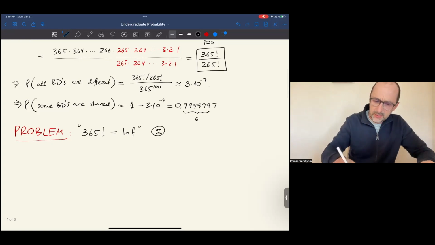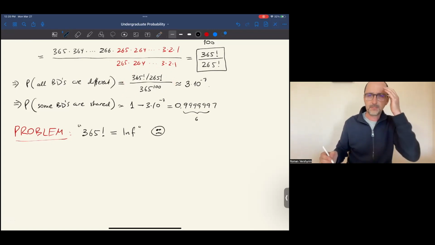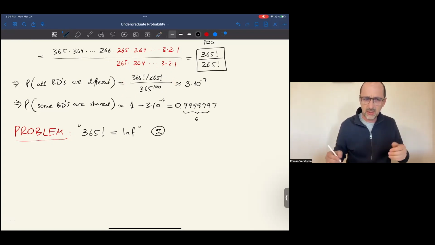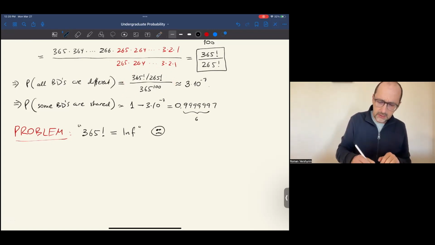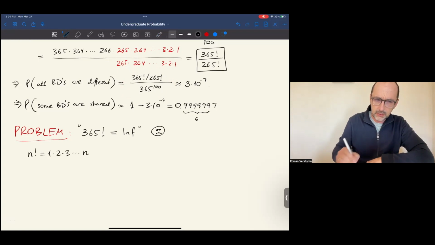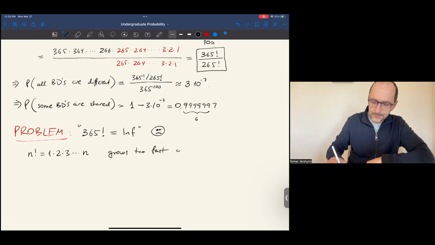So how can we do that? How can we solve problems like that? Put this in the computer. And why? Is it really such a big number? Actually, it is. It is a big number because n factorial, which is, remember, just a product of these innocent-looking terms, grows too fast when you let n grow.